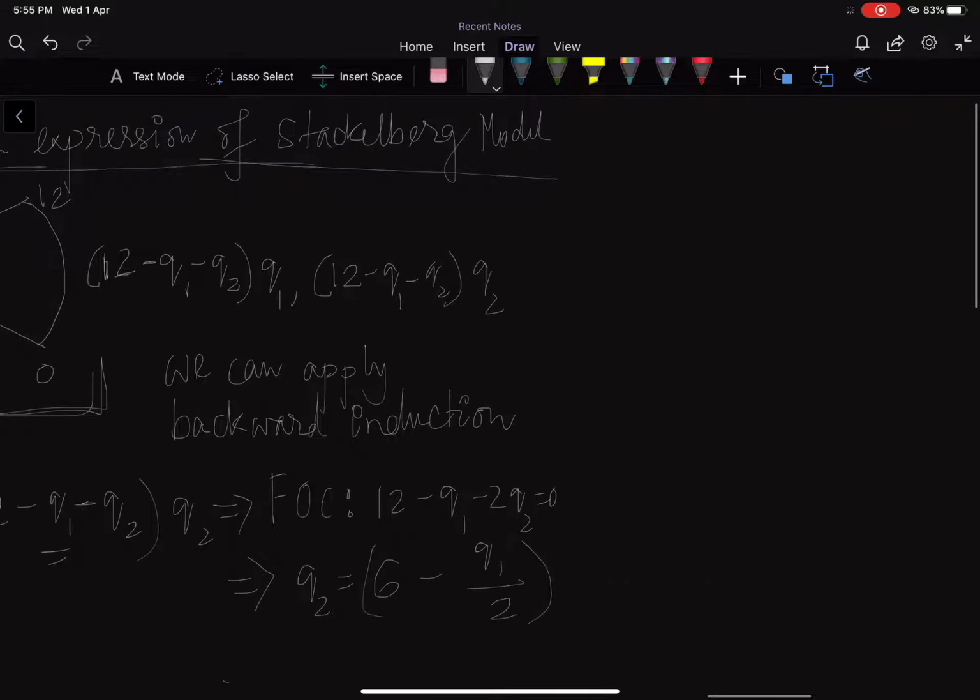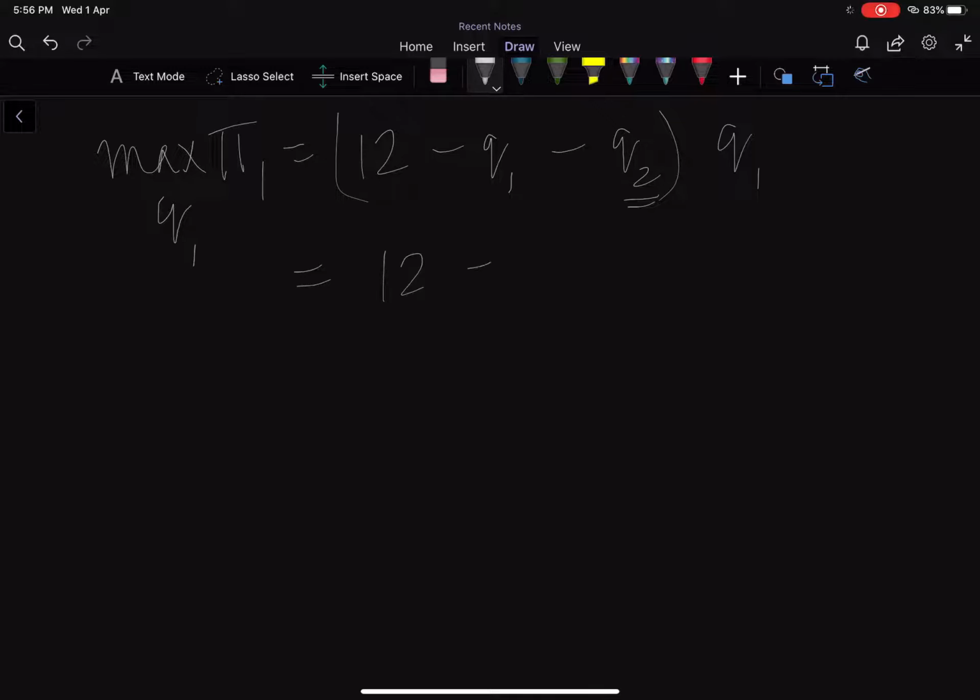Okay, so let's now use firm 1's profit equation. It's (12 minus q1 minus q2) times q1, but firm 1 is trying to maximize pi 1 by choosing a q1, and firm 1 knows how firm 2 will behave for any choice of q1. So let's plug that best response in: 6 minus q1 by 2, right, times q1.